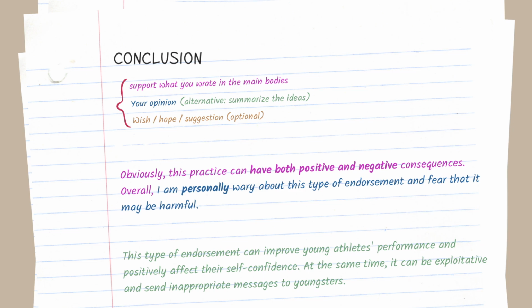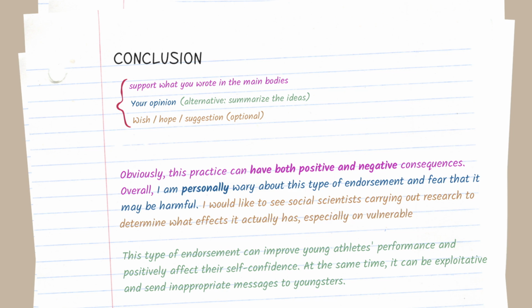For example, "I would like to see social scientists carrying out research to determine what effects it actually has, especially on vulnerable youngsters." That is the way that I end my conclusion. All right, guys, that's all for today. We learned how to write advantage and disadvantage essays.